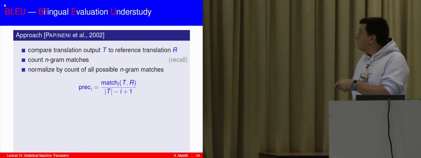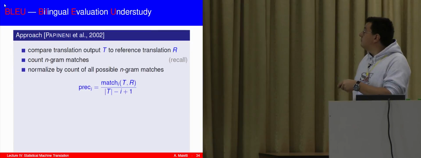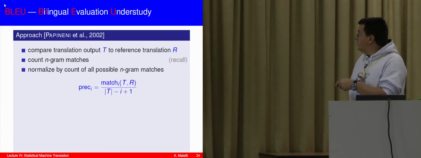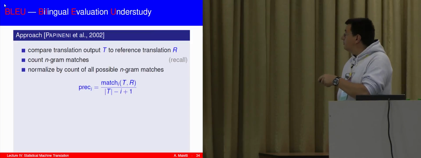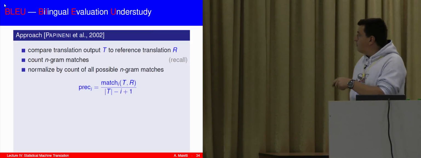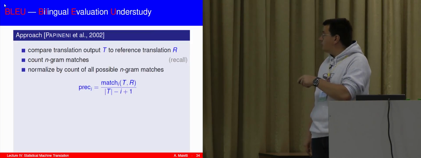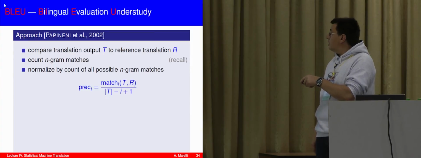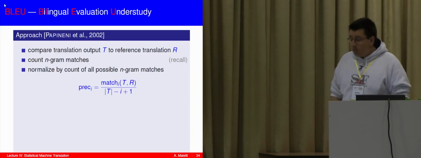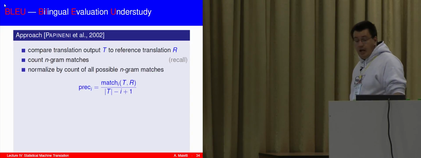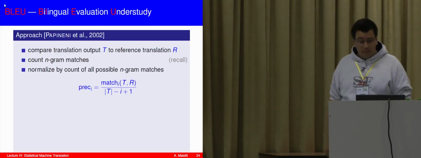So the precision for i is the number of matches for n-grams of length i, or i-grams in this case. So it had nothing to do with Apple, by the way. It's just a number here. So between T and R, and you divide by the number of all potential matches in the translation. So that is, well, the length of T minus i plus 1.